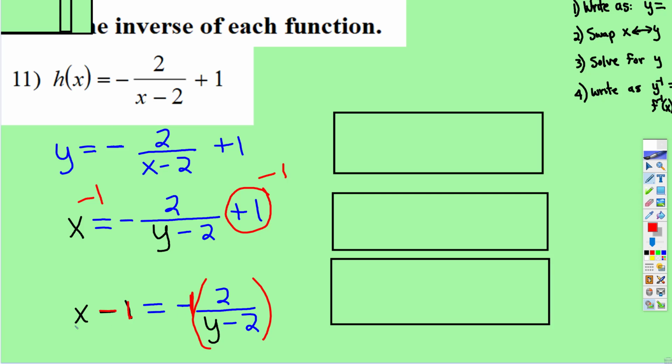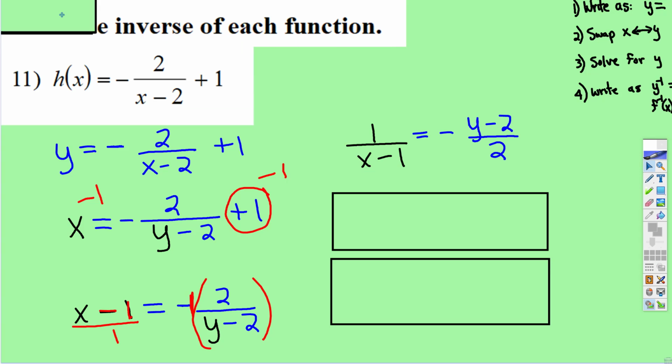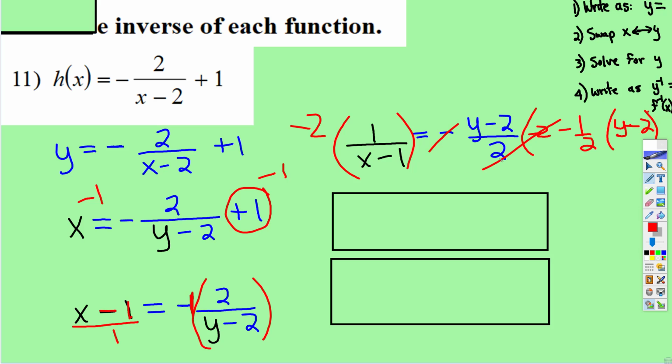But what I'm going to show you, I'm going to flip both sides because now we have a fraction over a fraction. So I did that, and now look, I have this negative 1, but if I think about that as negative 1/2 times y subtract 2, I can just multiply both sides by negative 2. That takes care of the negative sign, and it takes care of the 2.